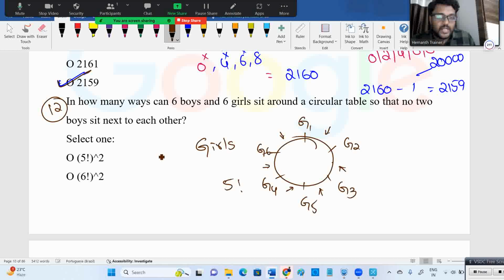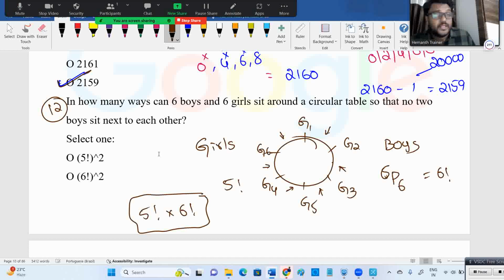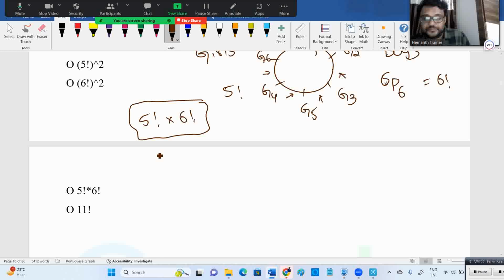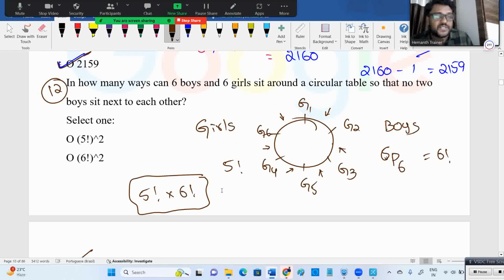Anyway, now we have 6 gaps in between and 6 boys. How many ways to arrange the boys? 6 boys, 6 gaps, 6P6 we call. 6P6 means 6 factorial. So the answer is 5 factorial into 6 factorial. This is also a next level question because they said no 2 boys together, and it's a circular table. 5 factorial times 6 factorial is the answer.